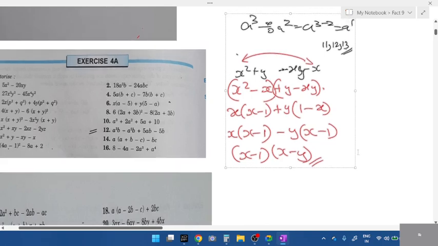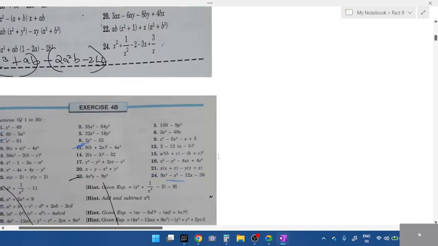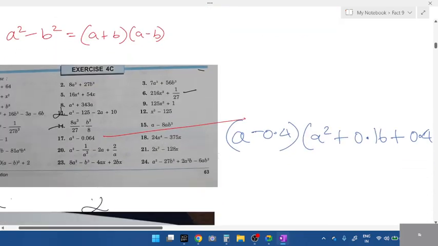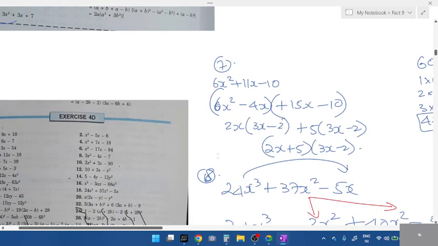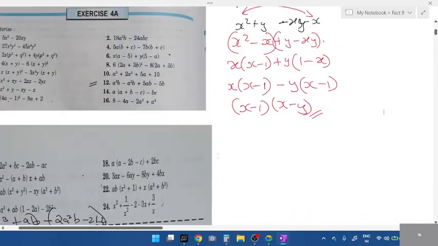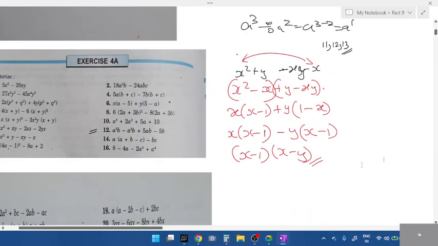Done? Okay, completed. How many questions are there? 4a, 1 minute. 4b, 4c is cube and 4d. Okay. Yeah, we'll try as much as possible. At least 2 exercises will complete. I'll give it for test. Done?